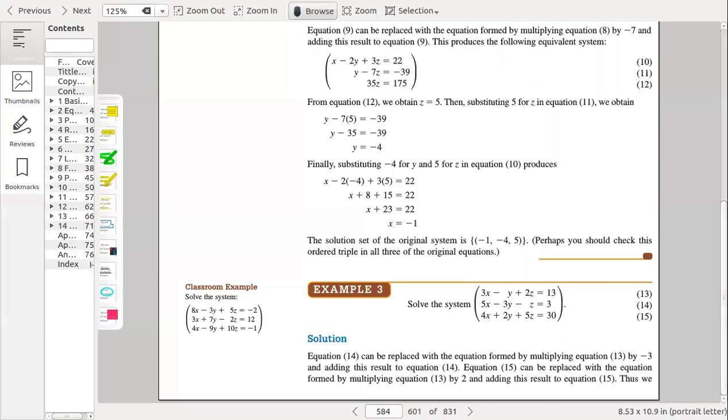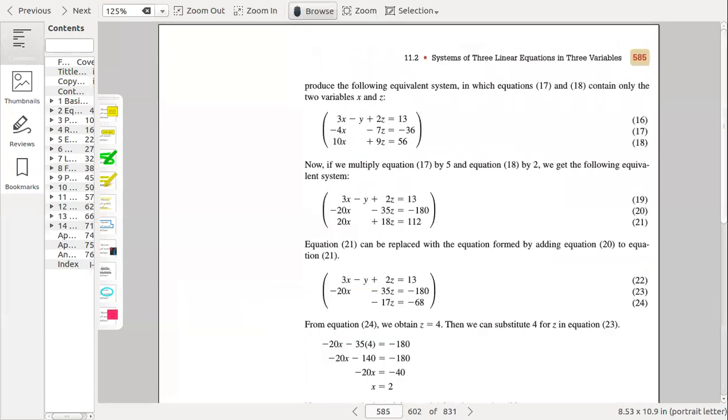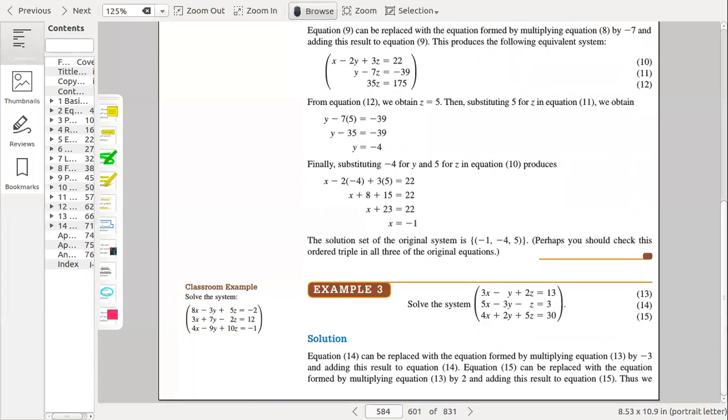Okay, so the next example is again an example of three equations: 3x minus y plus 2z is equal to 13, 4x minus 3y minus z equal to 4, 4z plus 2y plus 5z is equal to 30. Here what we can do is multiply the first equation with 4, and we will have 12 here. And then we can multiply the last with 3, so here again we have a 12.